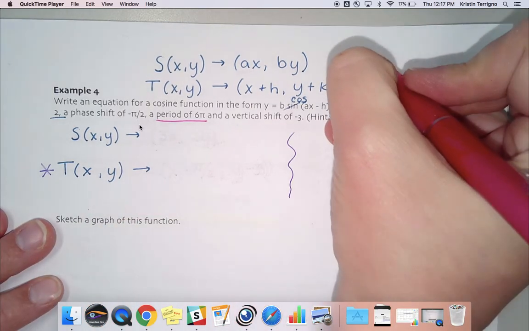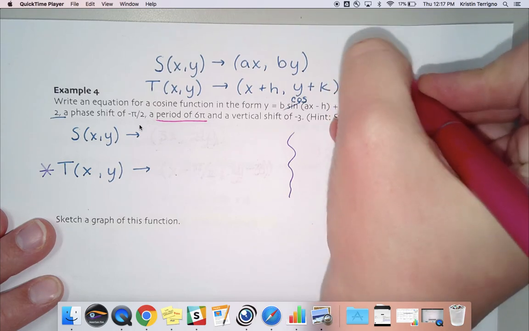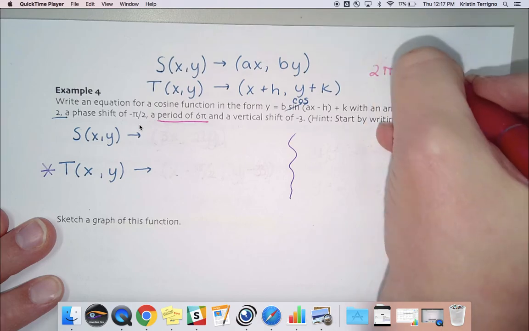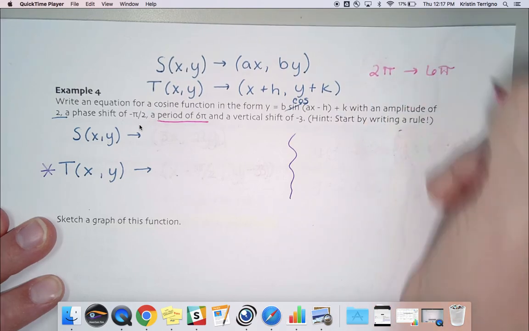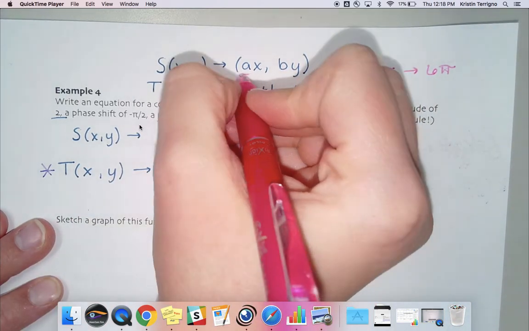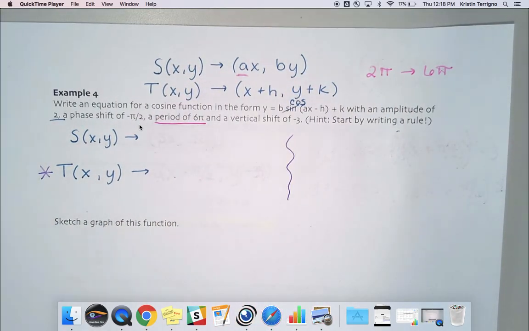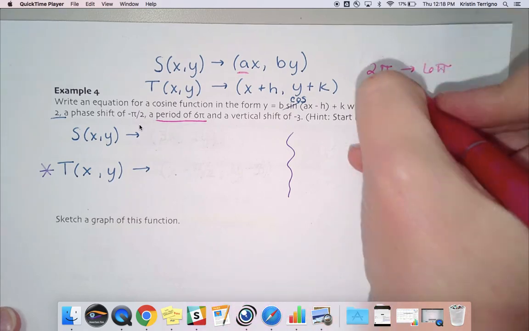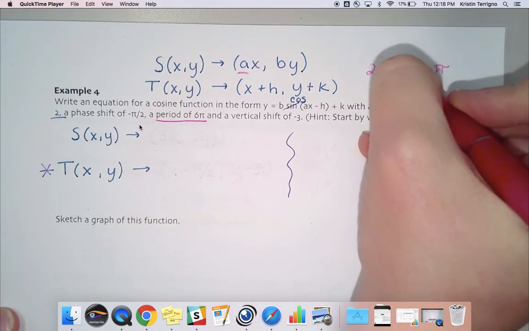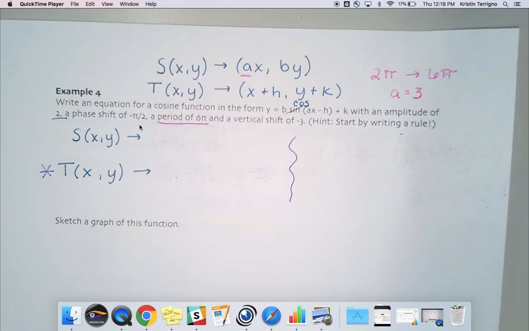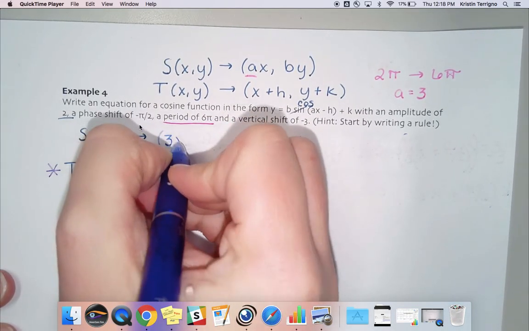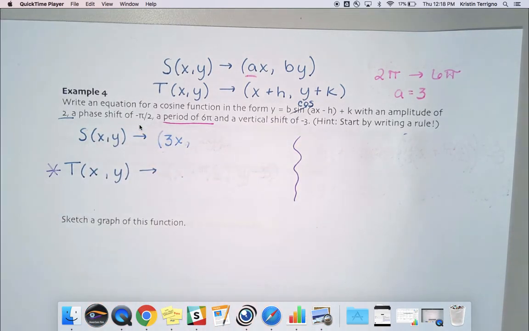And remember, when I say originally, the parent function would have a period of 2 pi. So we somehow changed from 2 pi to 6 pi. The question is, what happened? That's what that a value represents, what happens to the period. Well, here, to go from 2 pi to 6 pi, we clearly multiplied by 3. So when I go to write my rule, this is going to be a 3x to show that my period got multiplied by 3.